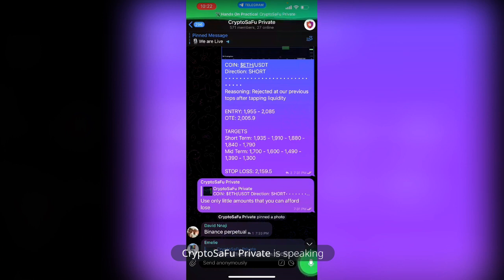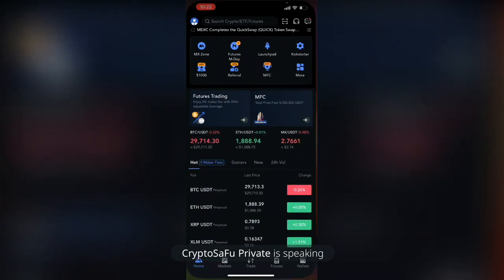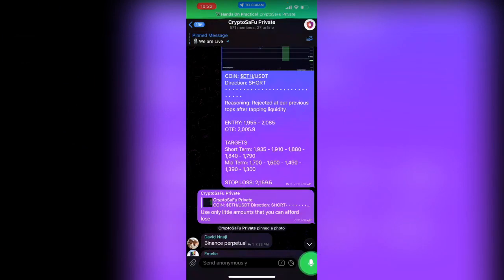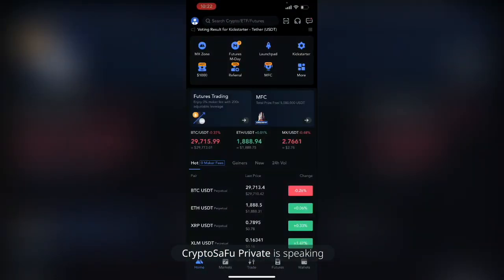Assuming you are trying to go for a short term, you could have just set the stop limit or stop loss to either between 1,935 to 1,910, or to 1,880, or to 1,840. If it has to be 1,880, then your prediction is not going to be accurate. That means if you entered the trade from this entry point, which was 1,955 when it was dropped, and you have a stop loss at 1,880, then you bear profit already.